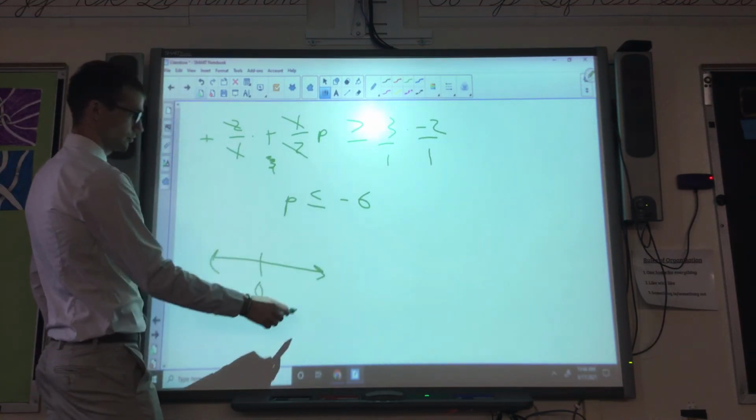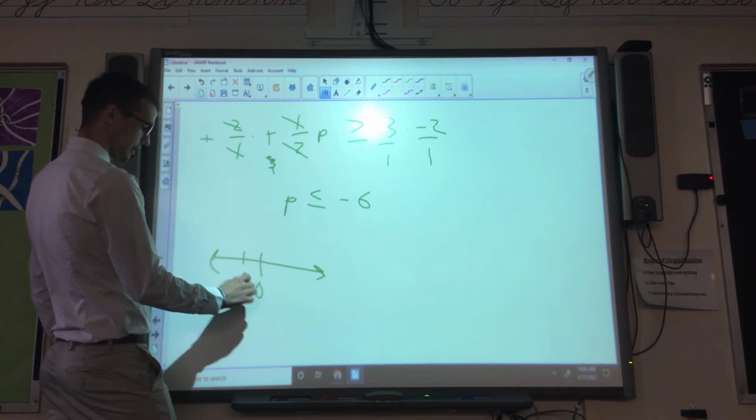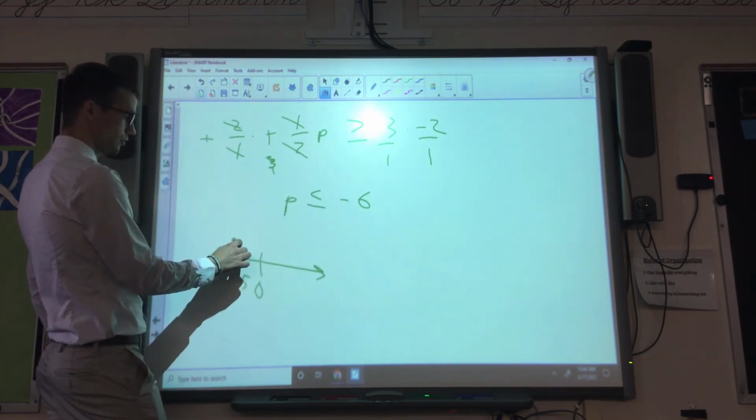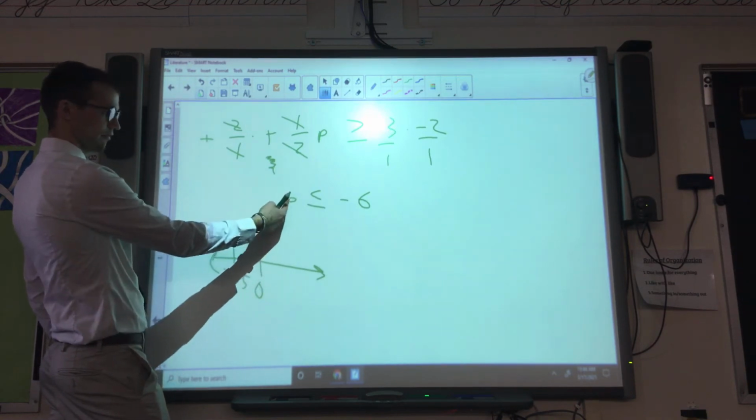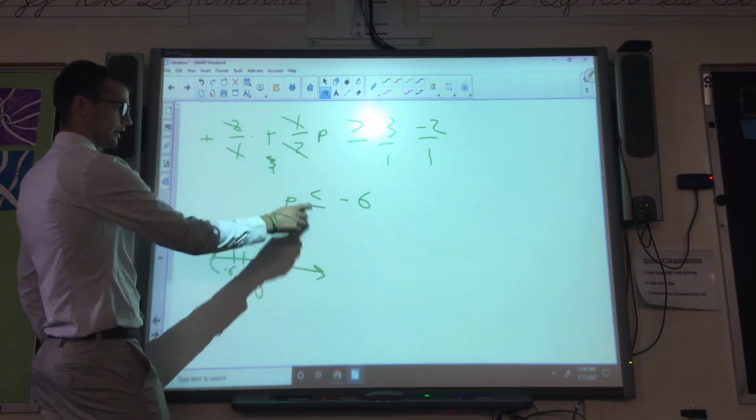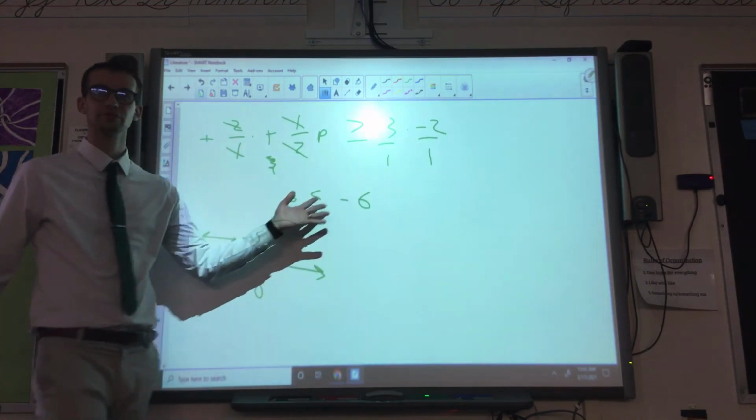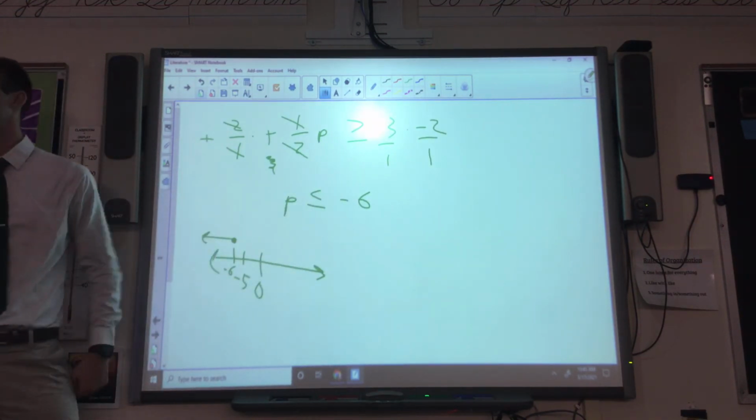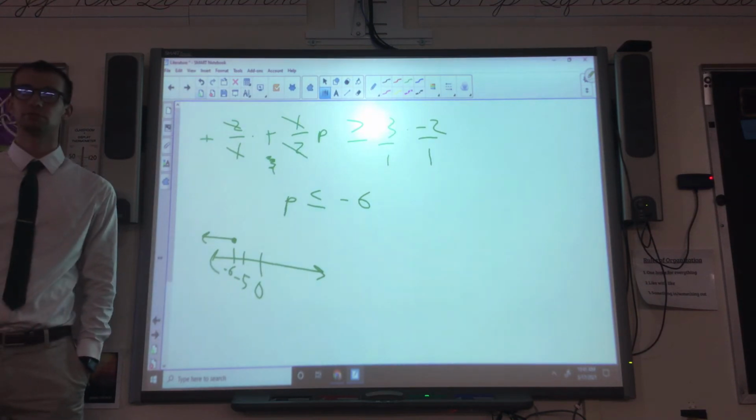Again, I say, here's 0. I'm going to say there's negative 5. Here's negative 6. It is a closed circle. My variable's on the left-hand side, and if I think about it, it's less than or equal to negative 6, so I put the numbers that are less than negative 6, further on this way. Good?